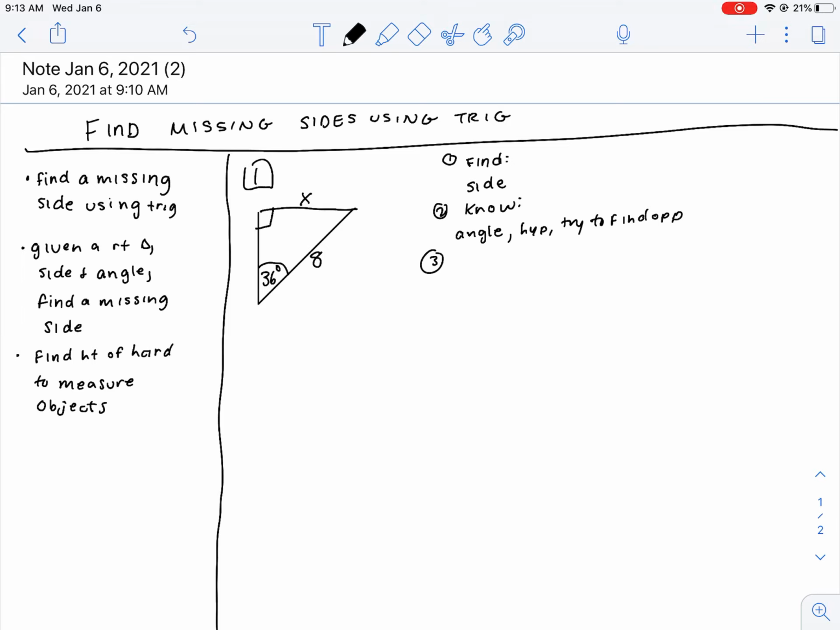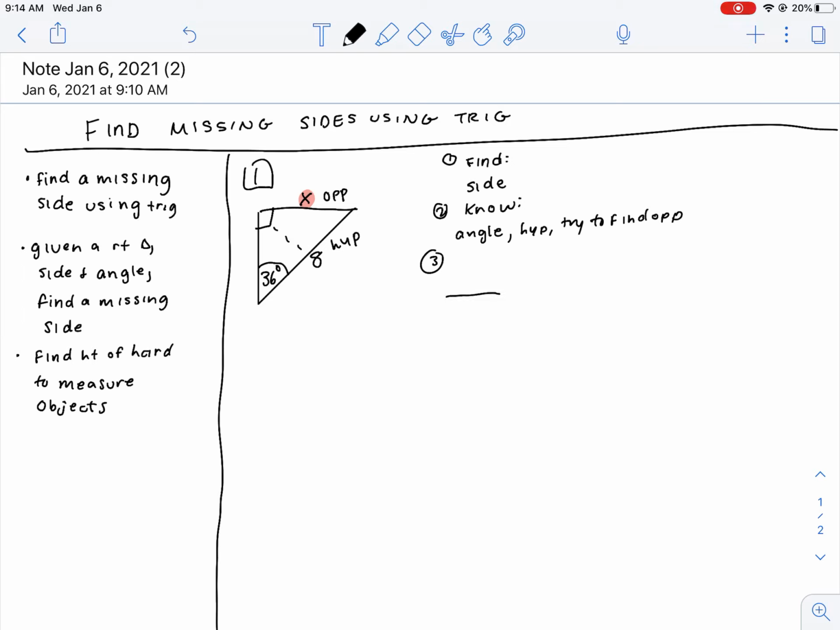What are we trying to find? We notice the X is on the outside, so we're trying to find a side for this right triangle. What do we know? We know we have a 36-degree angle. We have the hypotenuse, because it's opposite the right angle. And we're trying to find the opposite, because we know it's the side not connected to that 36 degrees.